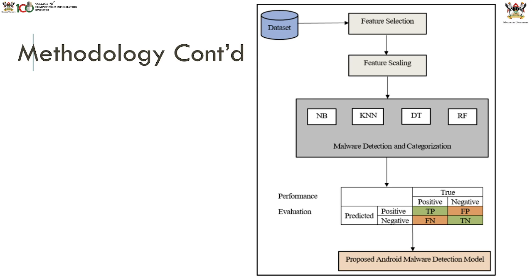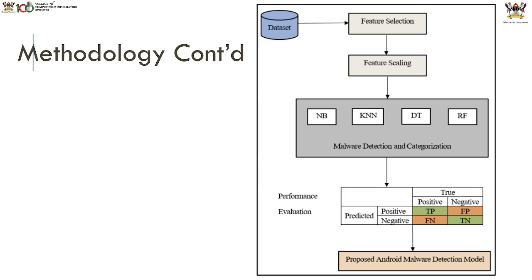So this is the high-level overview of how the model will be built. First of all, we have our data set. The first thing that will be done will be feature selection, whereby we choose the most efficient features that will enable us detect if an app is malicious or benign. The next thing will be feature scaling to get the most appropriate features. Then the next thing will be inputting these features into a model for training.